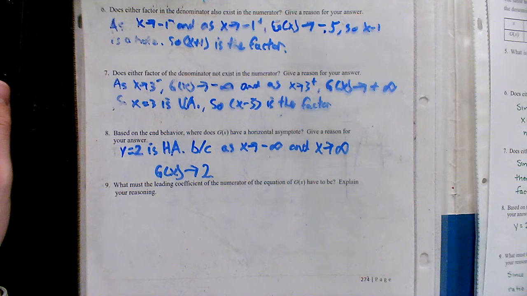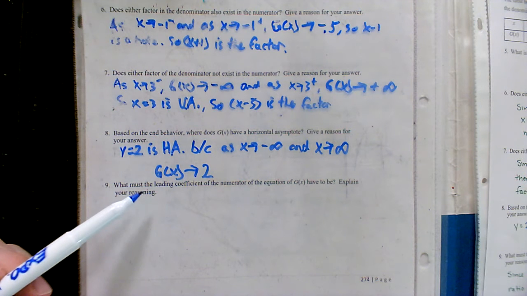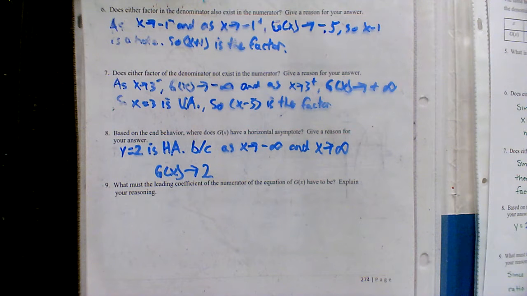Alright, number 9. What must the leading coefficient of the numerator of the equation of g of x have to be? Explain your reasoning. So think about those 3 rules that we had written about horizontal and slant asymptotes. Well, we know this is a horizontal, not a slant, so we can get rid of one of the rules. So there's 2 rules we need to think about. How can we determine what the leading coefficient needs to be on the top?